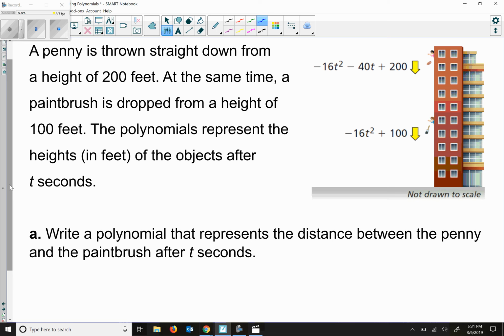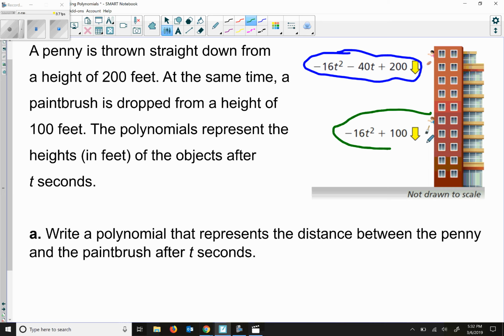So a penny is thrown straight down from a height of 200 feet. At the same time, a paintbrush is dropped from a height of 100 feet. The polynomials represent the heights in feet of the objects after t seconds. So up here, this is the penny. I don't know if you guys can see that very well, but there's the person dropping the penny, so that's the higher one. And then you have a person dropping a paintbrush just slightly below them. So write a polynomial that represents the distance between the penny and the paintbrush after t seconds.